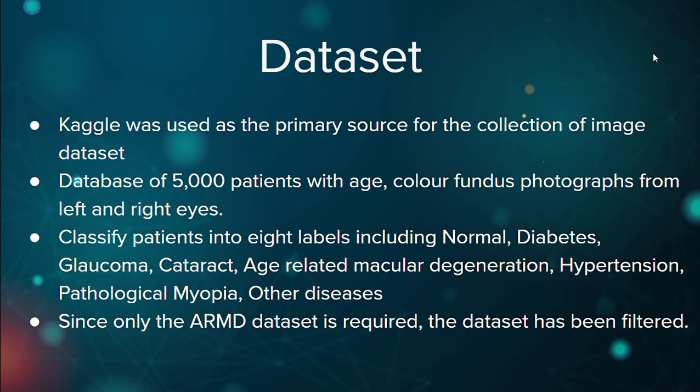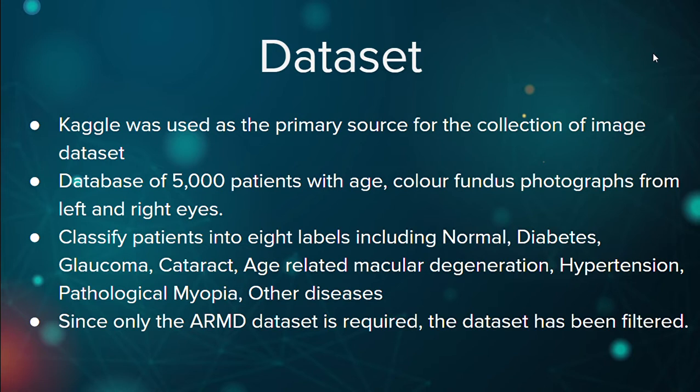Coming to the dataset, it was downloaded from Kaggle's ODIR page. Ocular Disease Intelligent Recognition is a structured ophthalmic database of 5,000 patients with age, color fundus photographs from left and right eyes. The patients have been classified into 8 levels: normal, diabetes, glaucoma, cataract, age-related macular degeneration, hypertension, pathological myopia and other diseases. Since only the ARMD dataset is required, the dataset has been filtered.